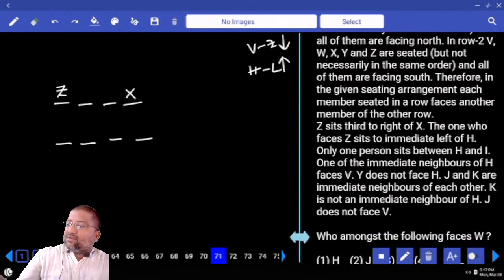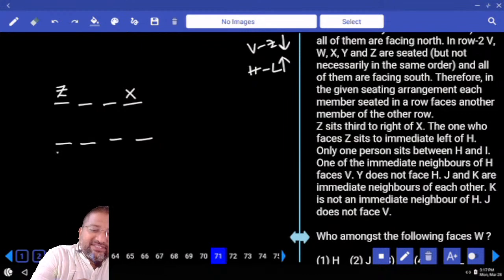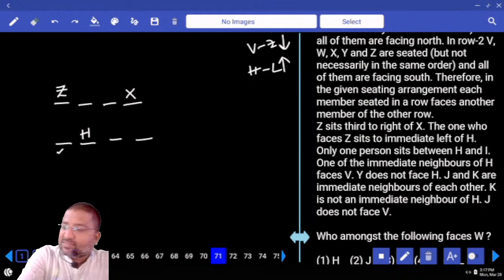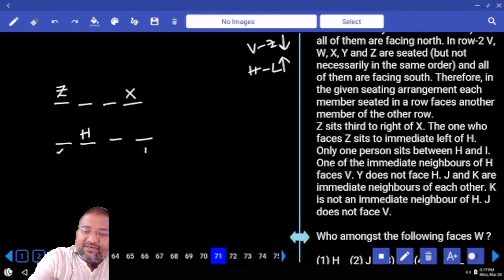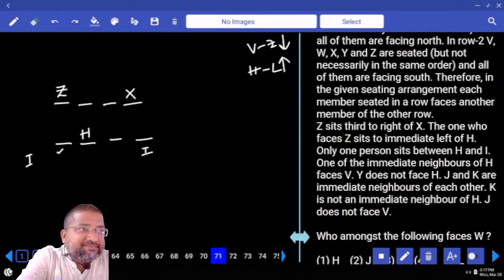Next, the one who faces Z sits to the immediate left of H. The one who faces Z is this person and he is to the immediate left of H. Done? Next, only one person sits between H and I. When there's only one person sitting between H and I, how many possibilities do I have? Maybe this here is I, or I can also have I here. If this is the position of I, I have covered all the 5 places.